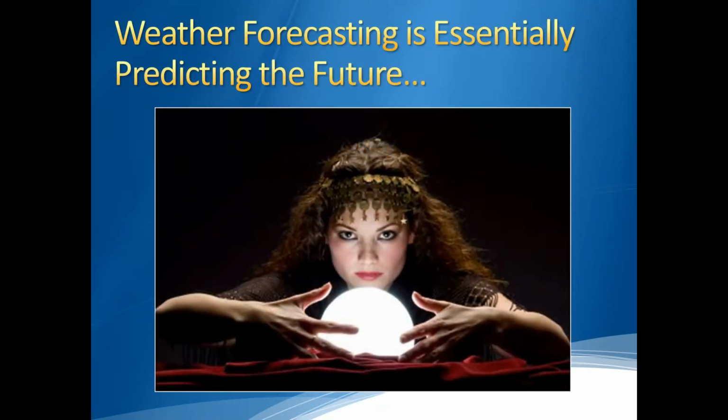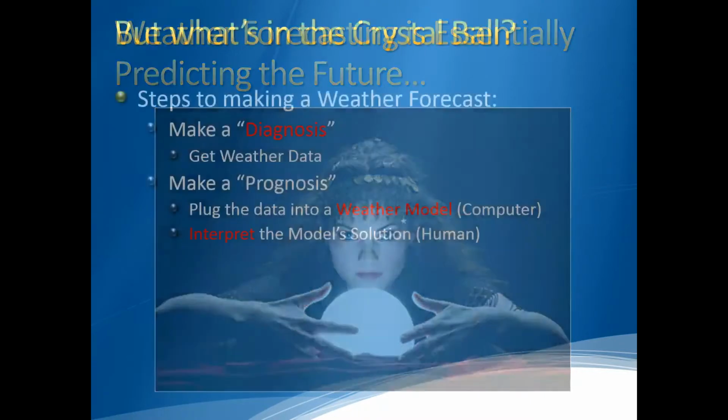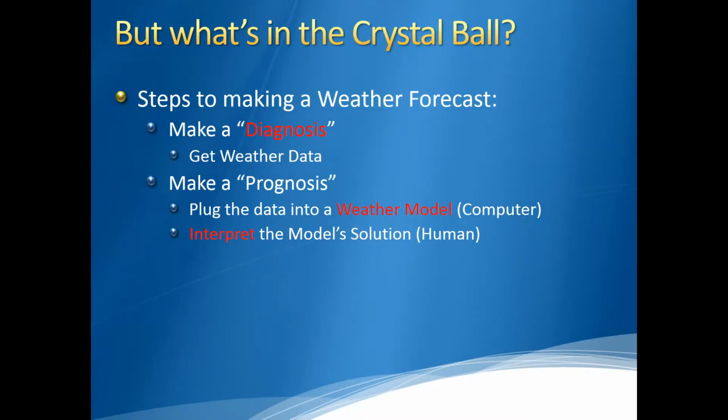So as I just said, weather forecasting is essentially predicting the future. If you think about a fortune teller who looks into a crystal ball for it to tell them what may be happening in the future, meteorologists essentially are doing that. They're looking into a crystal ball to determine the future. However, what is in that crystal ball?